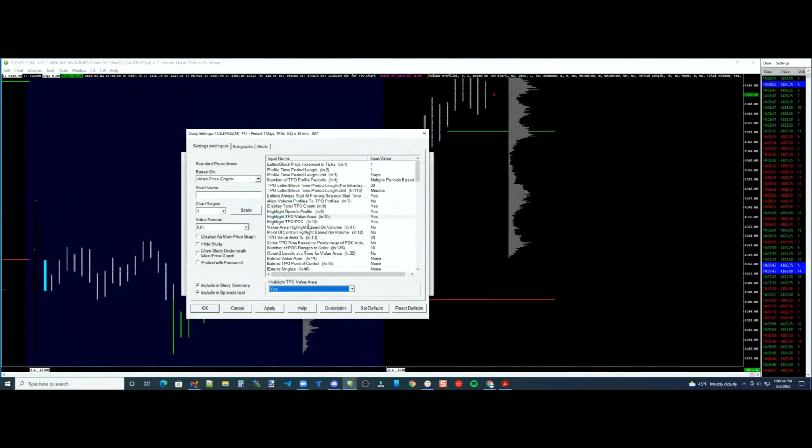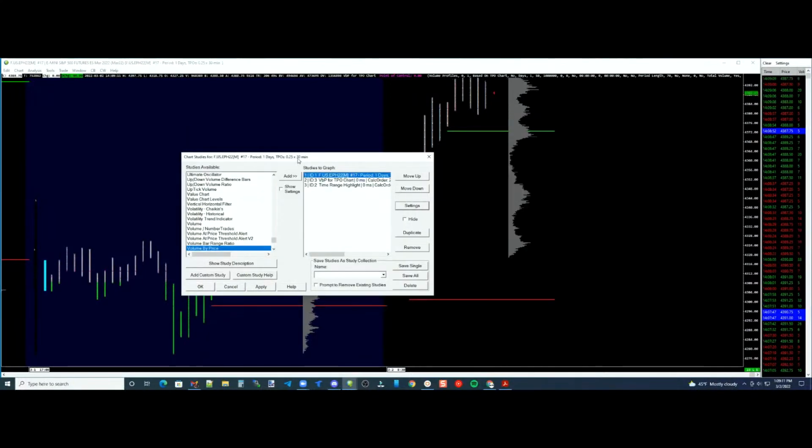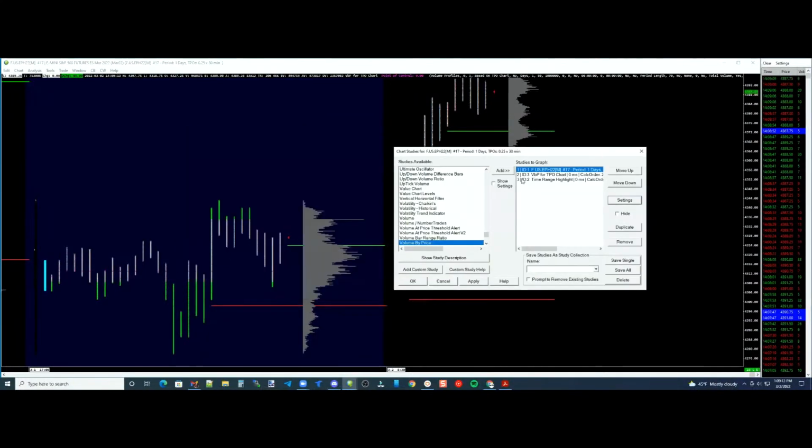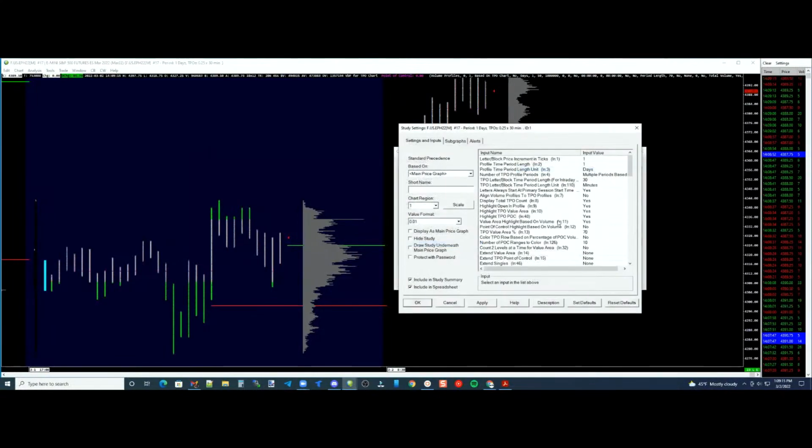So highlight TPO value area, you don't need to do that. You want value area highlight based on volume. Yes. So you can see, watch this. I'm going to move this out of the way. Watch this value right here. So let's go back to that. So highlight volume based on, let's see here.